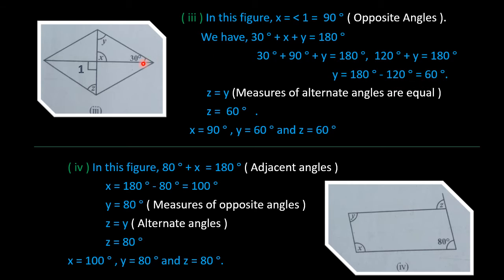Now we have to find z. z and y are alternate angles in the figure. And these are the angles made by this transversal to the parallel lines.